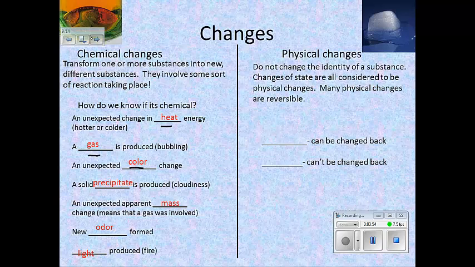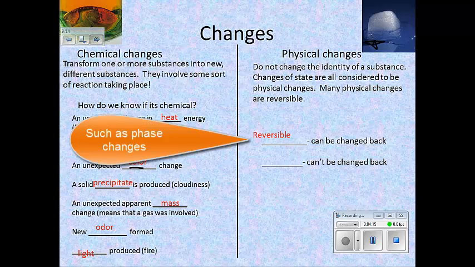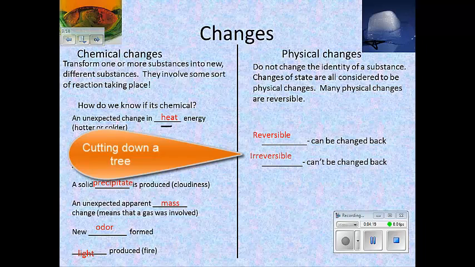Physical changes, on the other hand, don't change the identity of the substance. You see this little picture up here, that's ice being melted into water. That's changing from ice to water, but it's still water. So even though it's changing, it's not changing the identity of the substance. The cool thing with physical changes is that sometimes they can be changed back. Those are reversible. Sometimes those are really just phase changes. And a lot of times they can't be changed back.